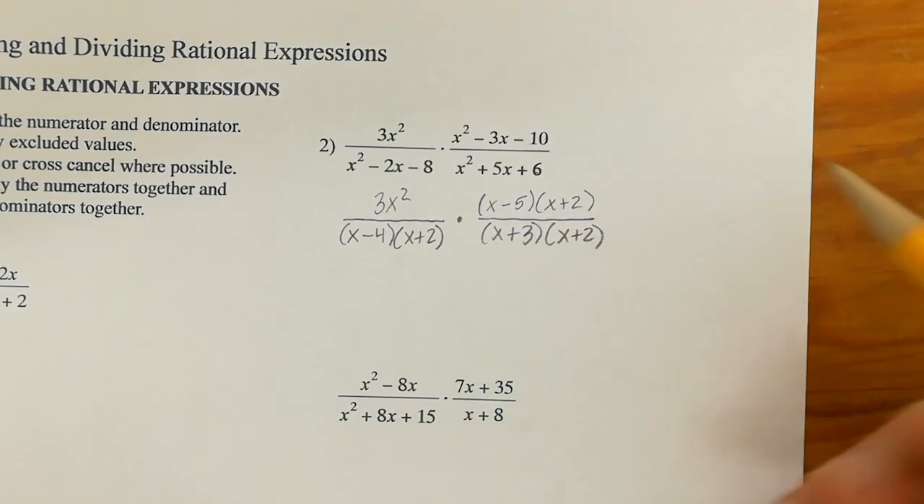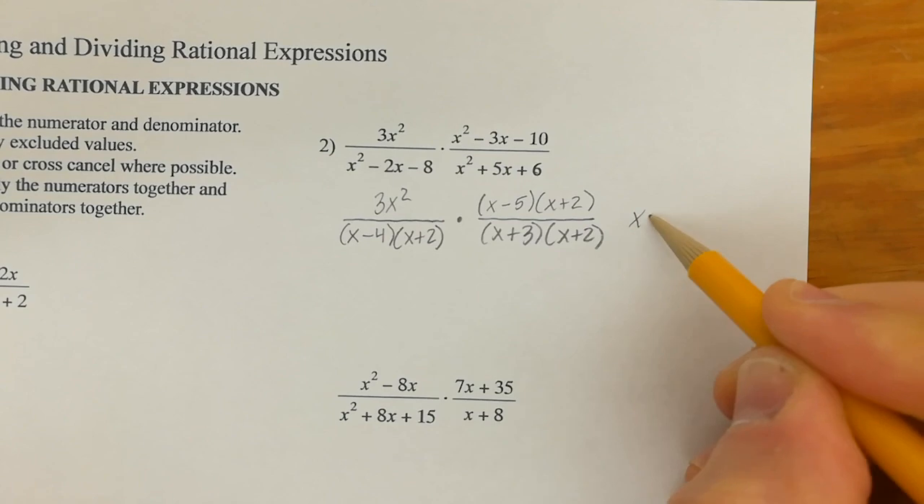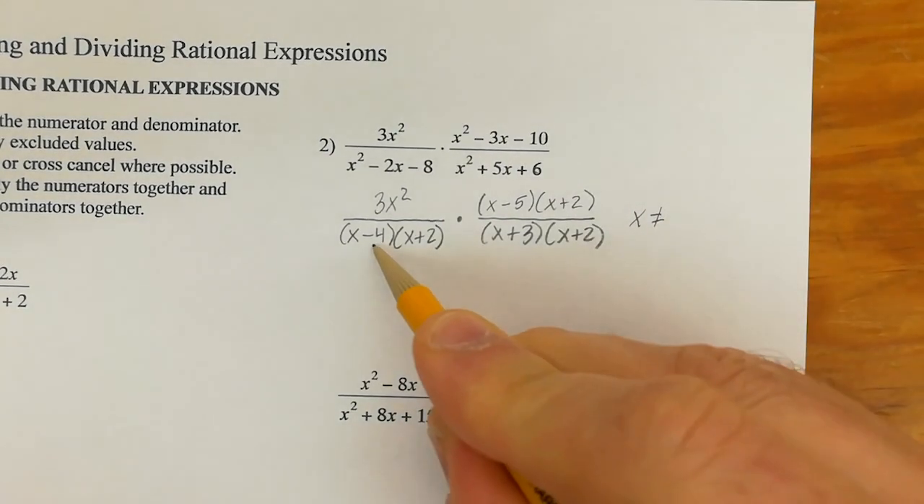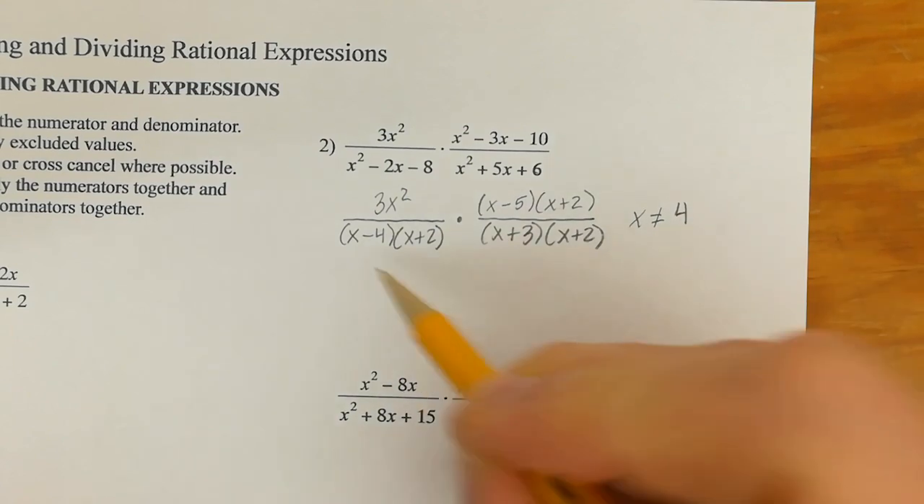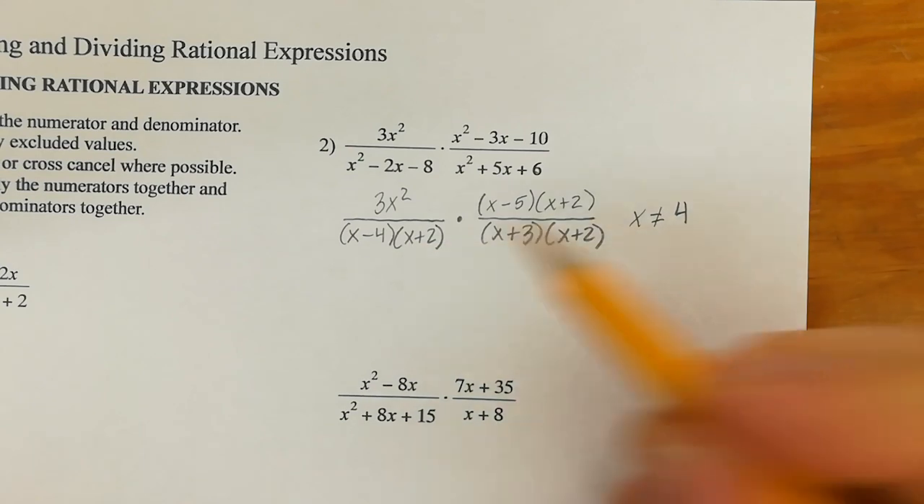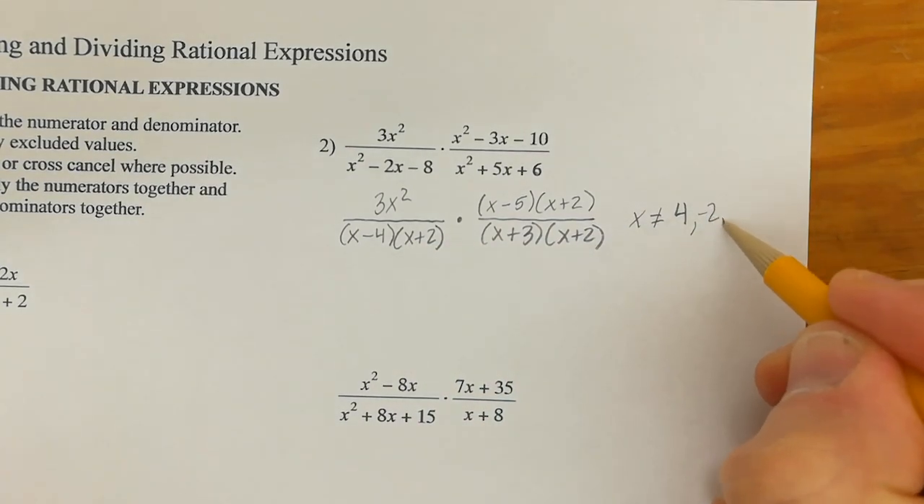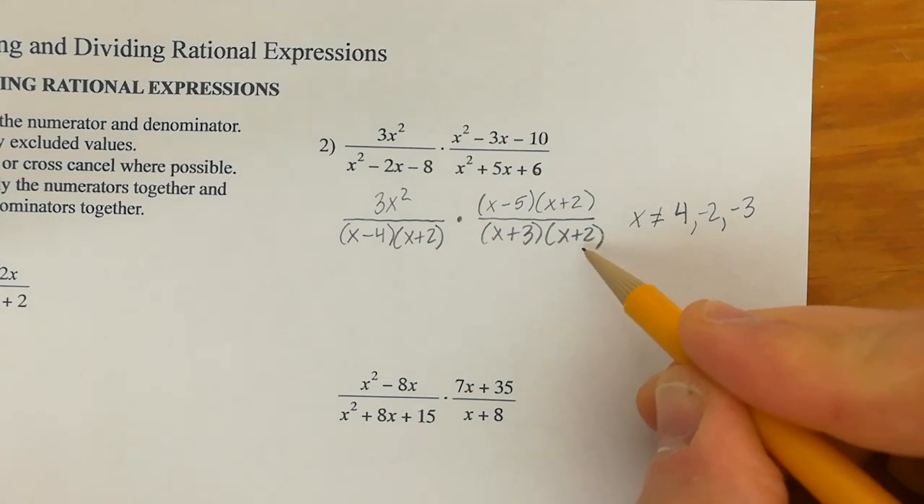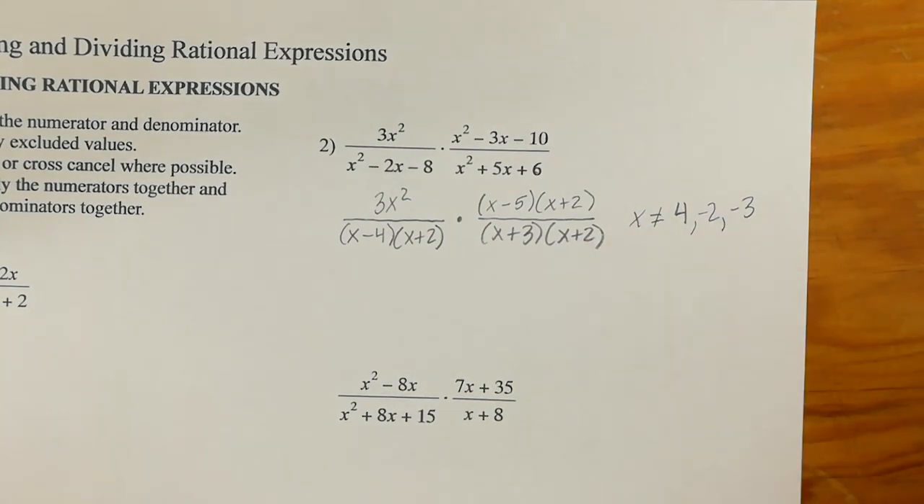Now we identify excluded values before we cancel anything. So x cannot equal positive 4, right? Because 4 minus 4 would be 0. Anything that would create a denominator of 0 is an excluded value. Negative 2 would be another one. Negative 3 would be another one. And then this would also be negative 2. You don't need to write it down twice.